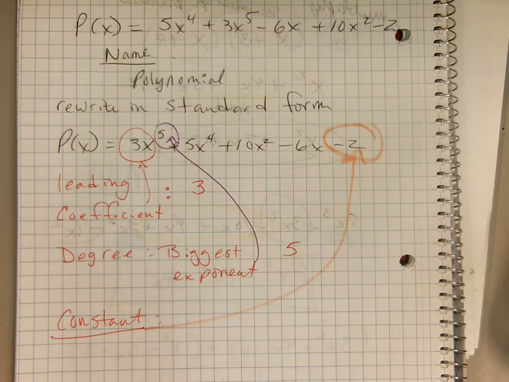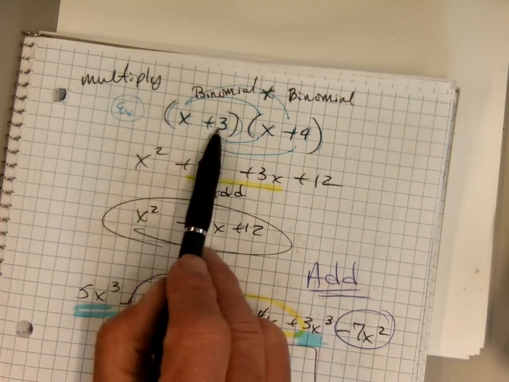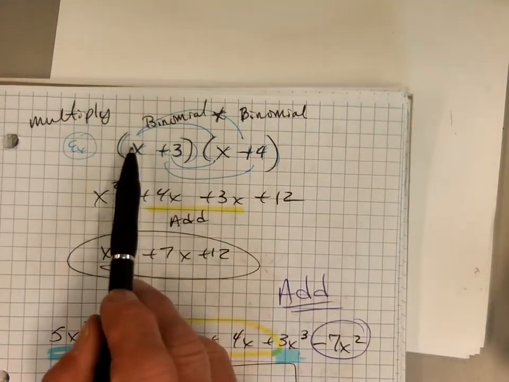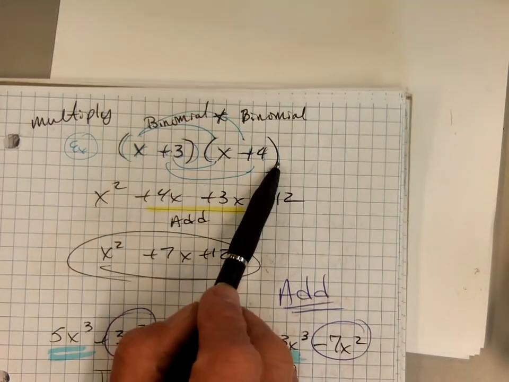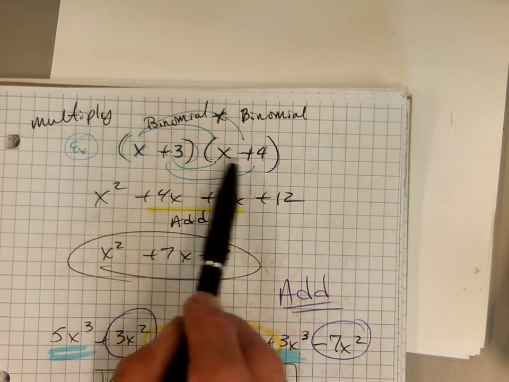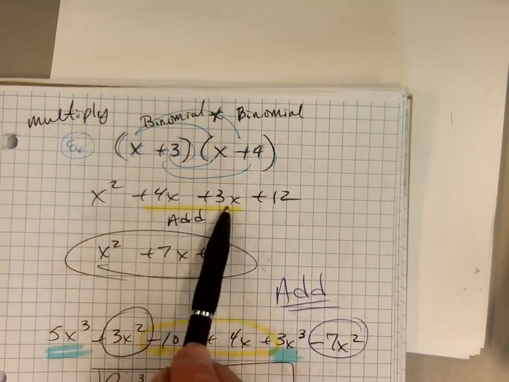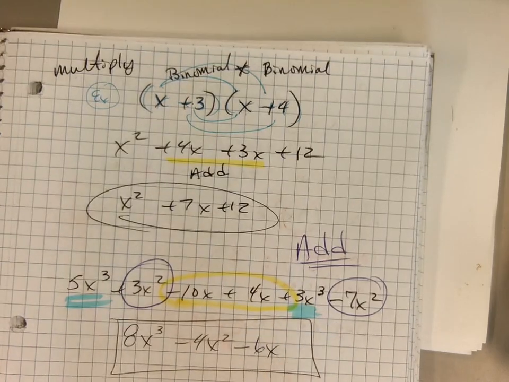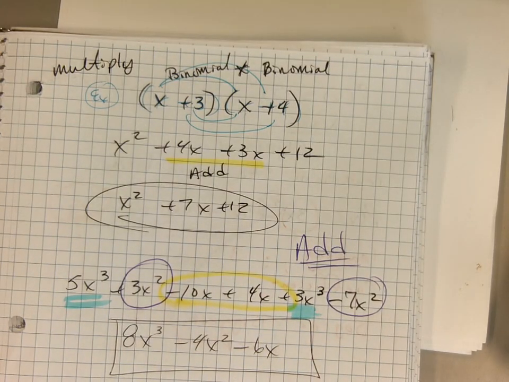Okay. So then we talked about the fact that we can add, subtract, multiply, and divide, and you've done a lot of this. You've multiplied binomial times binomial. We just FOILed it. That times that, x squared, that times that, 4x, plus 3x plus 12, okay? And we added the middle term. So you've done this. We're just multiplying and adding polynomials.